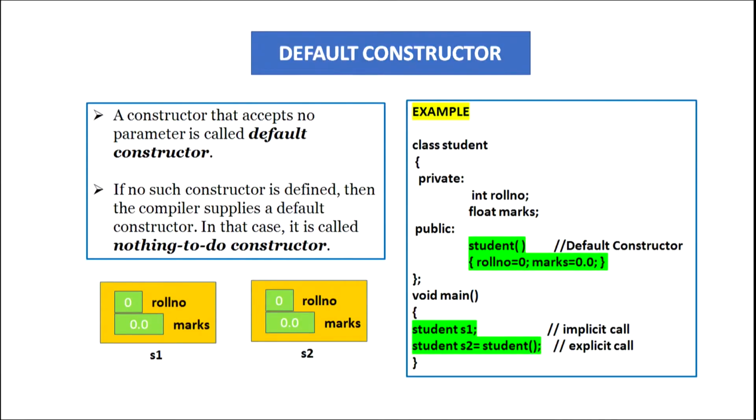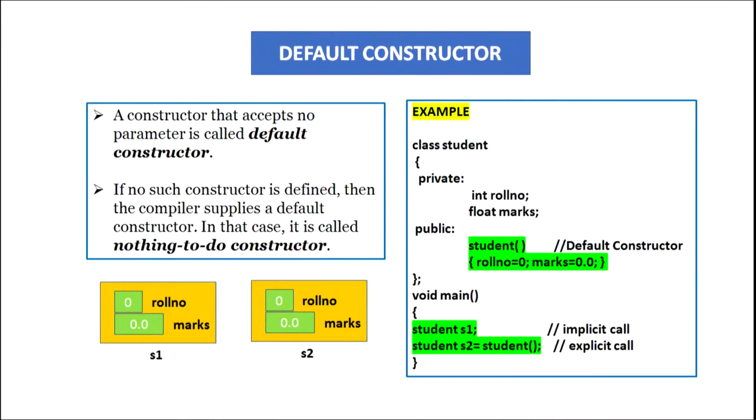So, default constructor, as we have learned, is the constructor that accepts no parameters. So, let us take an example of a class student again with private data members as roll number and marks, and in the public section we are declaring a constructor which has the same name as that of the class, and we are assigning the initial value 0 to roll number and 0.02 to marks. So, in void main, this is what we have already done, is a default constructor only.